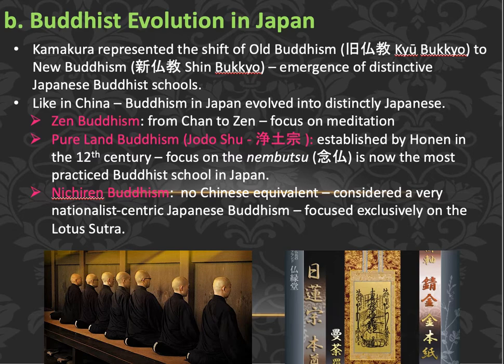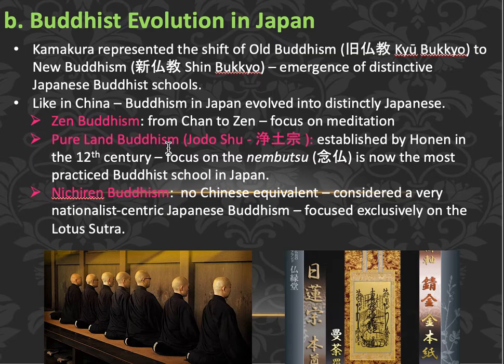Buddhism in Japan, as I said before, you have a very unique form of Buddhism, how it developed in Japan. In medieval Japan, we have seen that the old Buddhism became new Buddhism of a distinctive Japanese Buddhist school. Like in China, Buddhism in Japan eventually evolved into distinctly Japanese Buddhist schools. For example, Zen Buddhism was actually Chan Buddhism that became Zen Buddhism, and it focused a lot on meditation. In the West, we know more about Zen Buddhism than we know about Chan Buddhism. But the same cannot be said for Pure Land Buddhism.